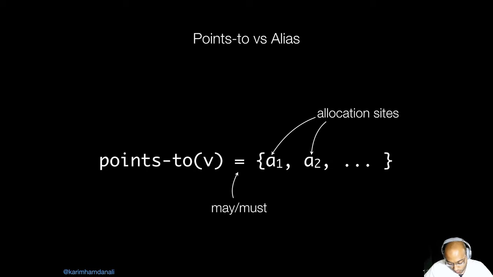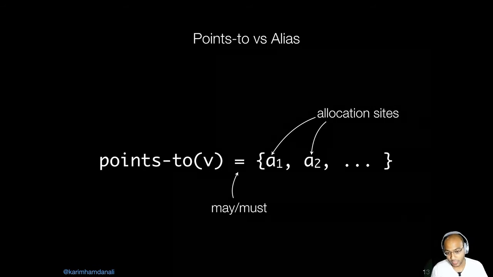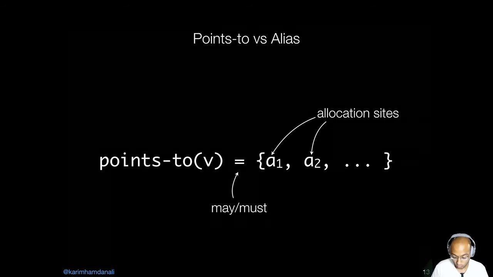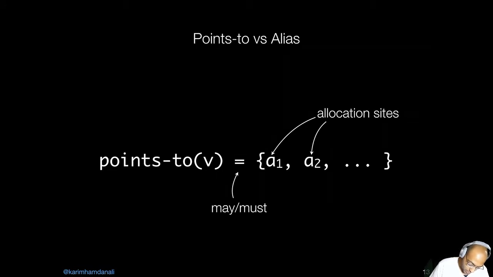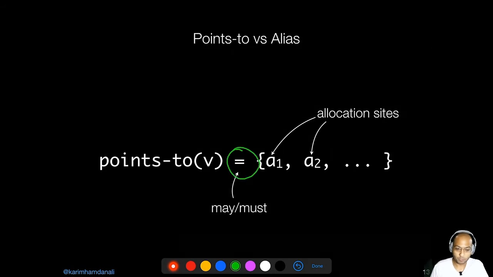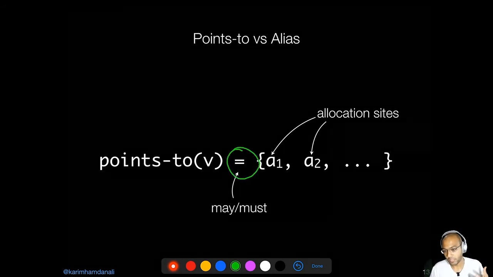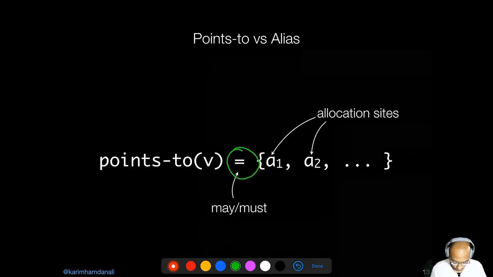So points-to versus alias. If I say I want to compute the points-to of a variable v, this is going to be a set of objects a1 and a2. These are going to be allocation sites, and that relationship is going to be either a may relationship or a must relationship. We're going to get into more details later in a couple of minutes. What does it mean, may versus must?